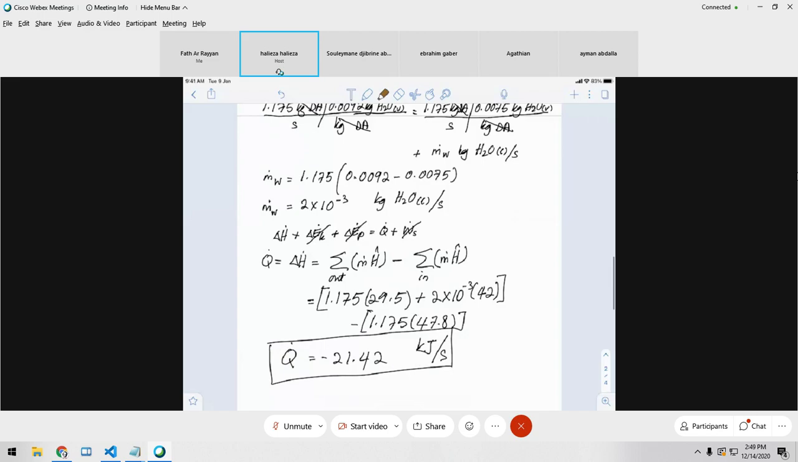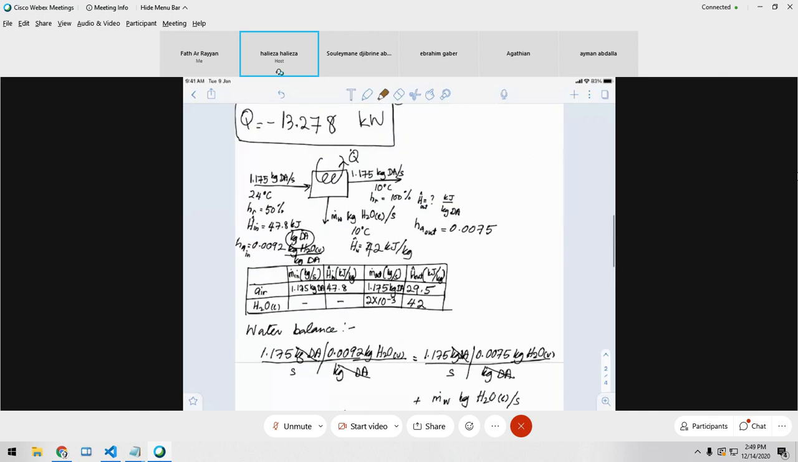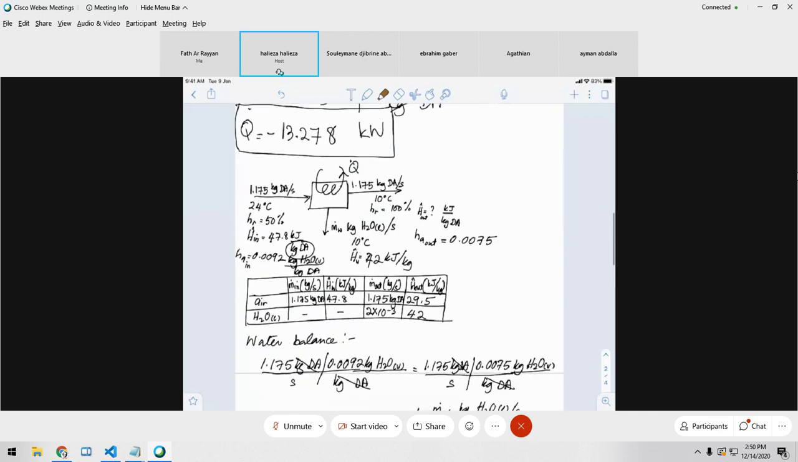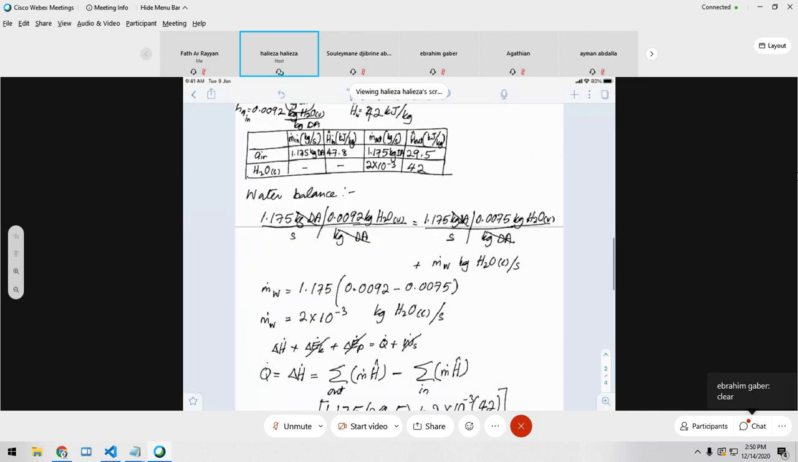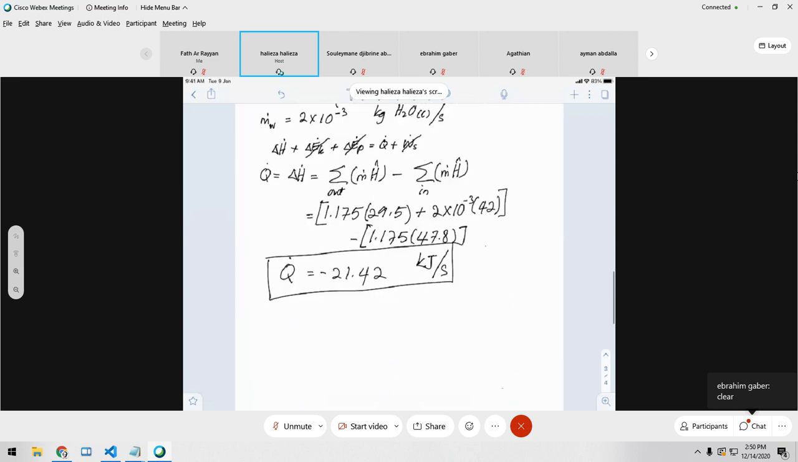Any questions, guys? Okay, somebody in the chat gave me a value, minus 13. Oh, that is that Q. The first part is minus 13. So the last part is minus 21.42. Any questions? Clear? Good. Ibrahim says that is clear. How about the rest of you?